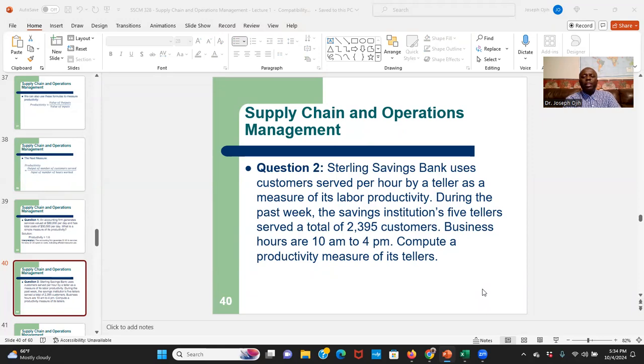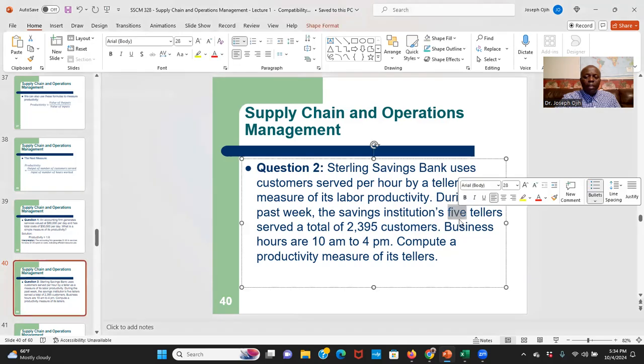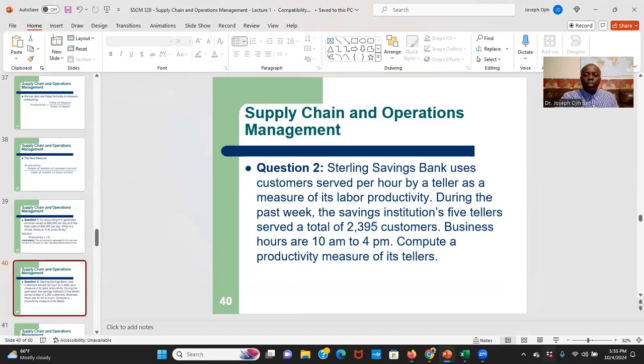During the past week, the savings institution's 5 tellers served a total of 2,395 customers. Business hours are between 10 a.m. and 4 p.m. Compute the productivity measure of these tellers. Again, we need to put our information in. Now, they have 5 tellers and they serve 2,395 customers.